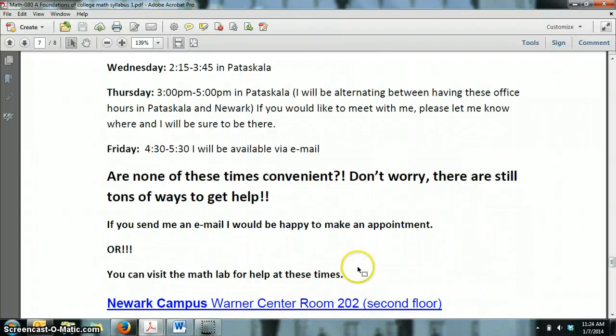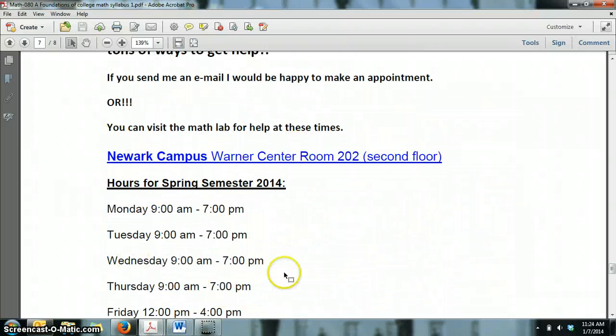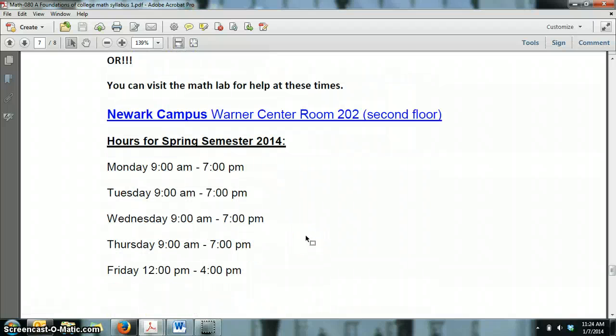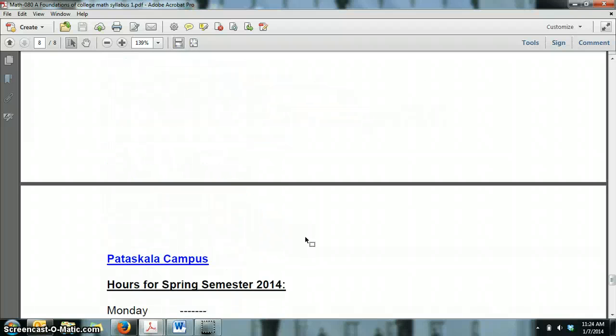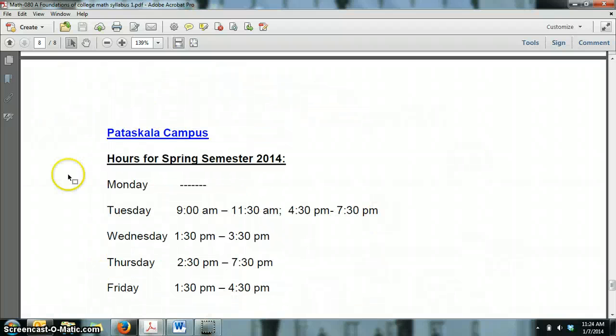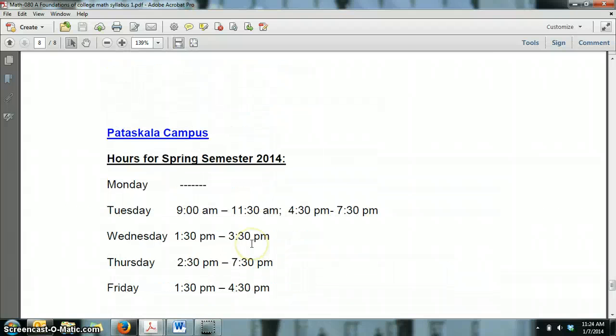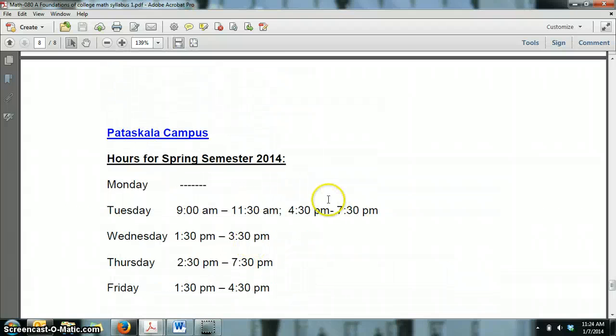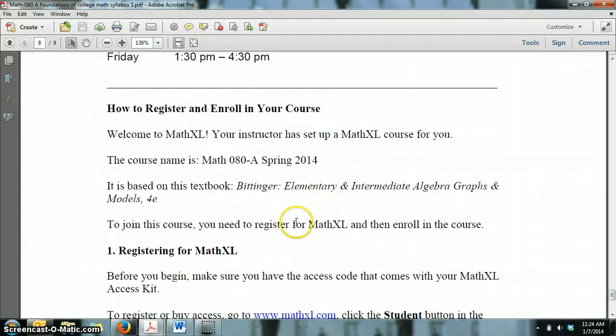Again, if none of these times work for you, the Newark campus math lab, which is right above where the bookstore is over in the Warner Center, is a great resource. I really encourage you guys to make it over there. I've got the Pataskala campus hours listed as well. If you go on the Math Lab website and click one of these links, it'll show you the rest of them.